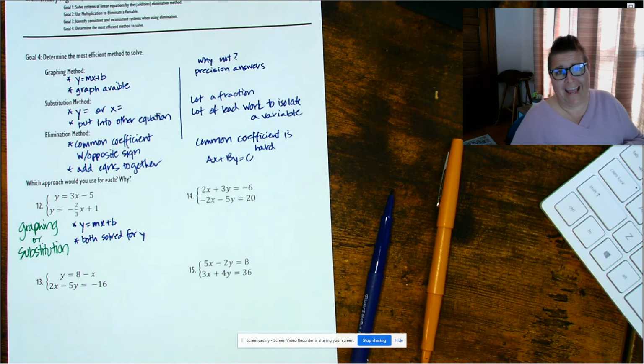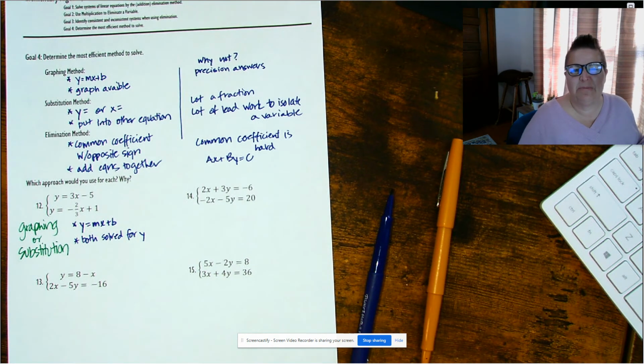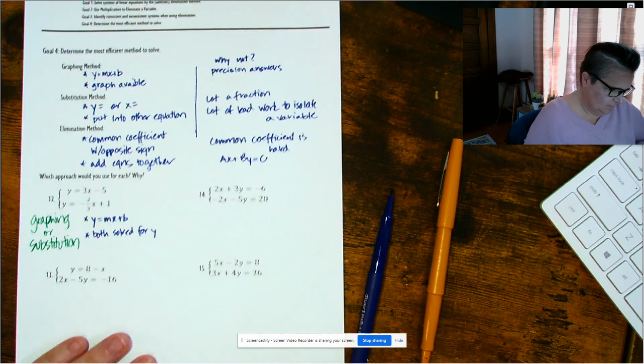That doesn't mean I can't do elimination. Elimination is absolutely possible here. It just may take a little bit more work. Like, it might take a little bit more setup, right? All right, let's take a look at number 13.